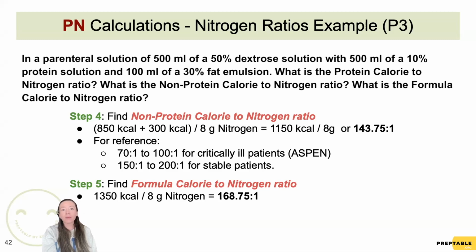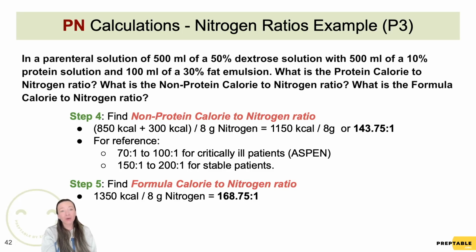Now, according to the American Society for Parenteral and Enteral Nutrition, which we call ASPEN for short, the recommended range for critically ill patients typically falls between 70 to 1 to 100 to 1, while for stable patients, it ranges from 150 to 1 to 200 to 1. Now, let's proceed to step 5. This is going to be the formula calorie to nitrogen ratio. This is the last one.